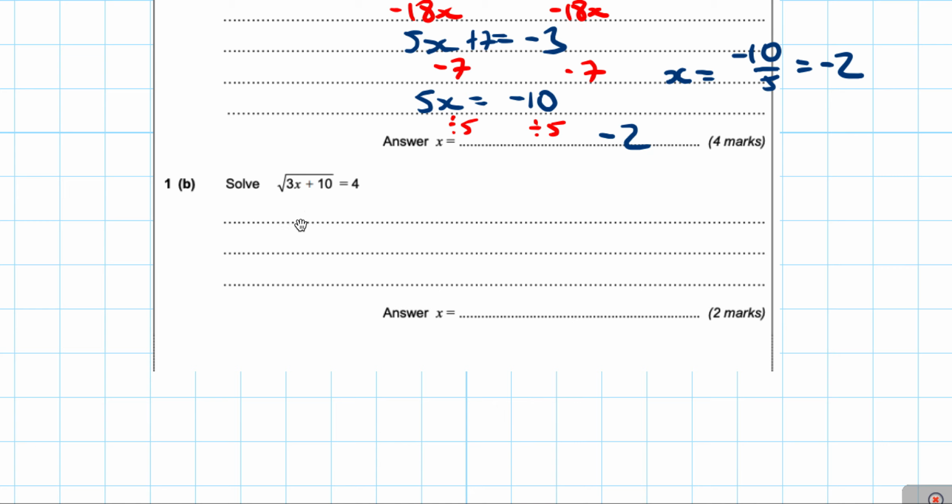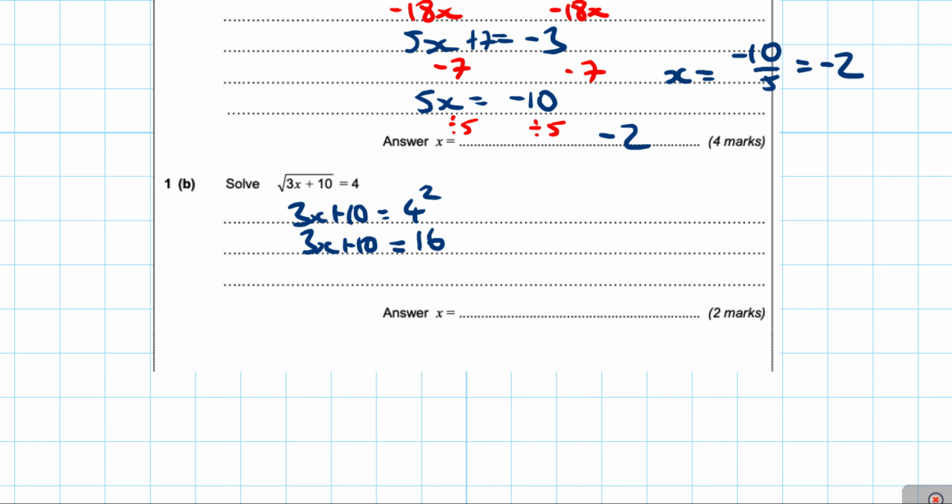Question 1b, solve the square root of 3x plus 10 equals 4. So the first thing we need to do is get rid of the square root. So we're going to square both sides to get rid of it, because that's the opposite to the square root. So that gives us 3x plus 10 is equal to 4 squared. So 3x plus 10 is equal to 16.